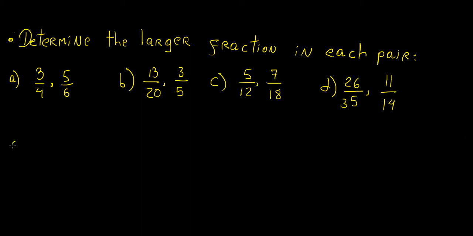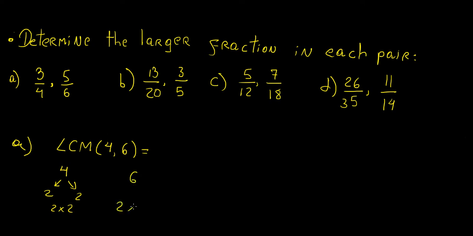So let's start with question A. We're comparing 3 on 4 and 5 on 6. So we're going to find the LCM of 4 and 6. So let's see, 4 decomposes into 2 and 2. For 6 we have, well, we're just going to write it here. Those are the two factors. Now one of the twos is repeated, so we only include one. So we have this 2 here times this 2, which is repeated, and then times 3. So that's going to be 4 times 3, that's 12. So that's the least common multiple between those two numbers.